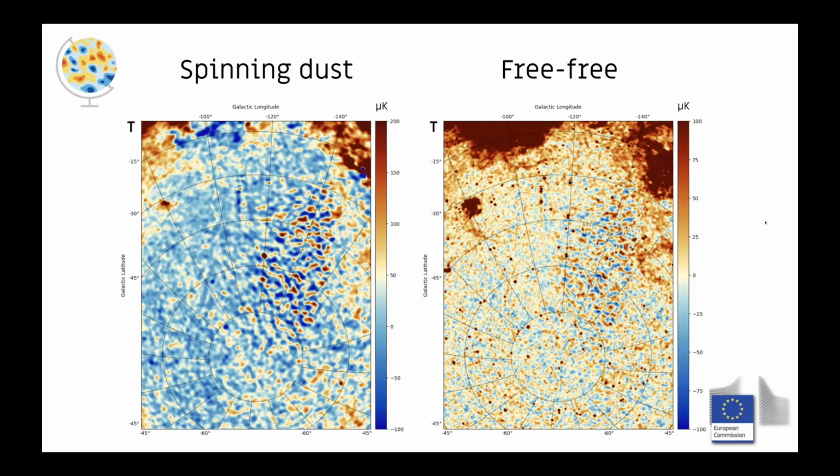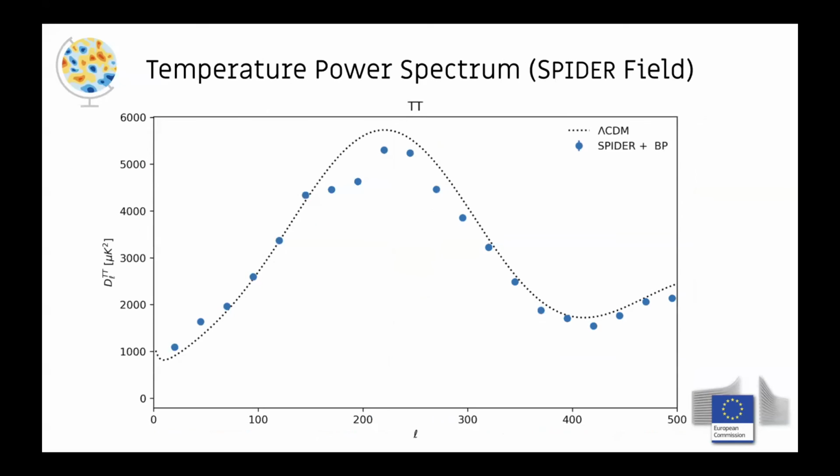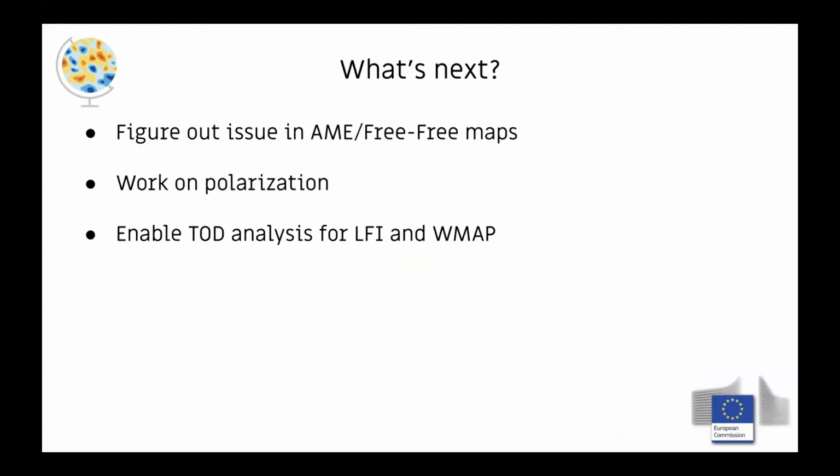Here we can see that it's not perfect yet because we see this imprint in the Spider field, which looks like CMB. So that tells us that we still have some calibration that isn't right yet, or that we have a problem with the beam. And finally, we looked at the temperature power spectrum inside the Spider field, which agrees well with the Lambda CDM model. So what's to do in the future is to figure out where this issue is coming from in the AME and free-free maps.